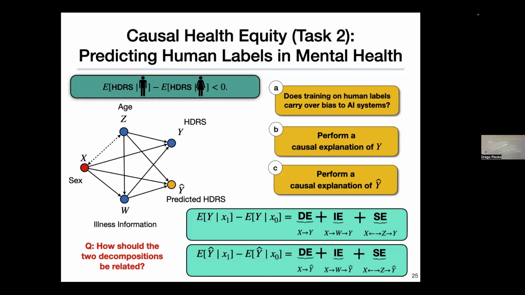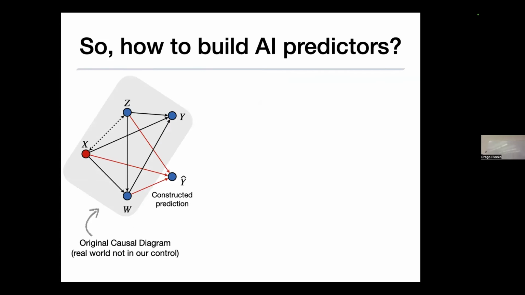How do we relate them? How do we move forward to a better reality? And here I'm going to give you a prescription. So how to build an AI predictor, this is the causal approach. And this, I think, we would call causal predictive parity or causal calibration in some sense.